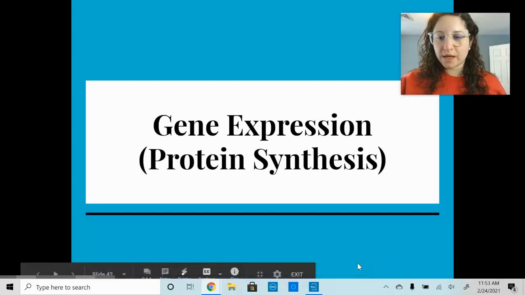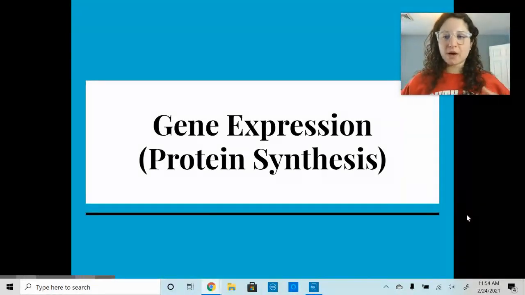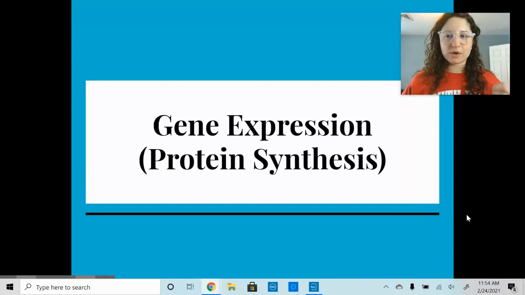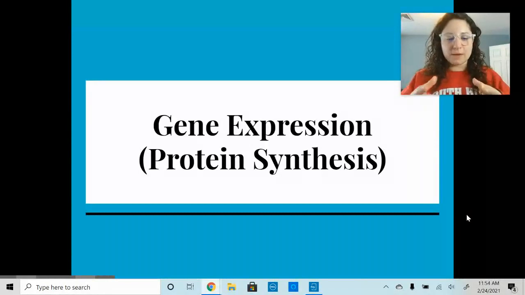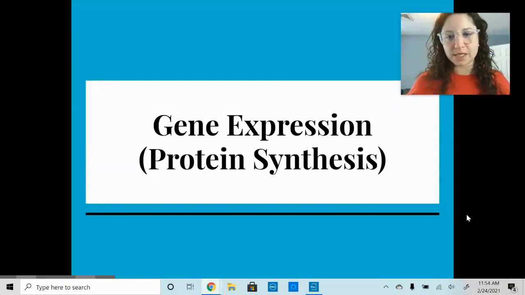Hey everyone, welcome back. Now that we have looked at and practiced the different inheritance patterns and how traits are passed from parent to offspring, we now have to look at how our genes, so how does our DNA show our characteristics, show our phenotype. How do we go from this string of A's, T's, C's, and G's to I have brown eyes or I have curly hair? How do we go from this molecular structure to what we see in front of us on a daily basis when we look at other human beings or other organisms in general?